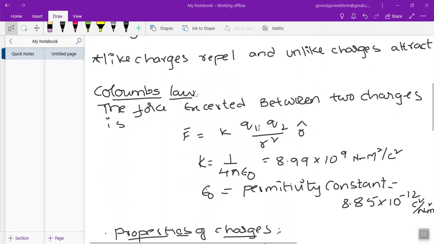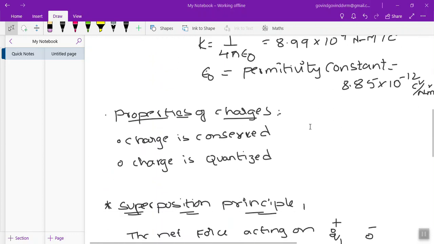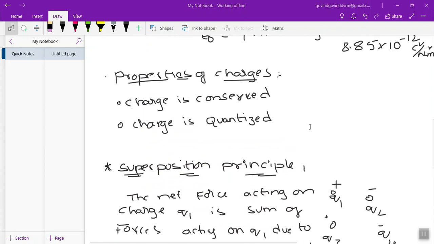And as we have acquired some of the basic concepts of charge, let's move to the properties of charge. The first property is that charge is conserved. Conservation law: just like the conservation of mass, charge is also conserved. That is, charge can neither be created nor destroyed, but it can be transferred from one body to another. Next, charge is quantized.